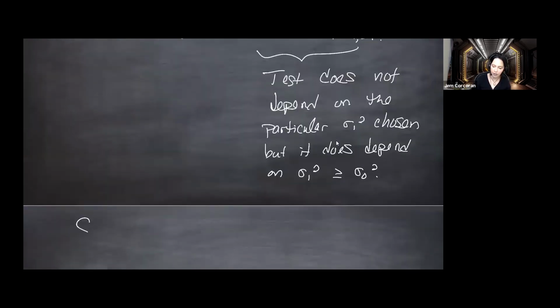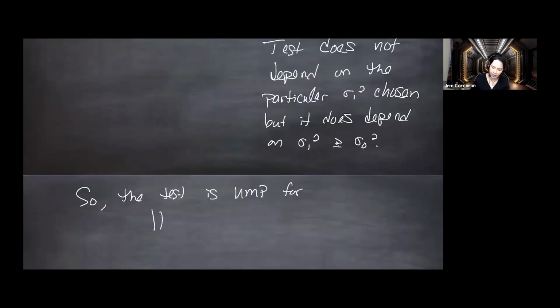So the test is UMP for the simple versus composite.